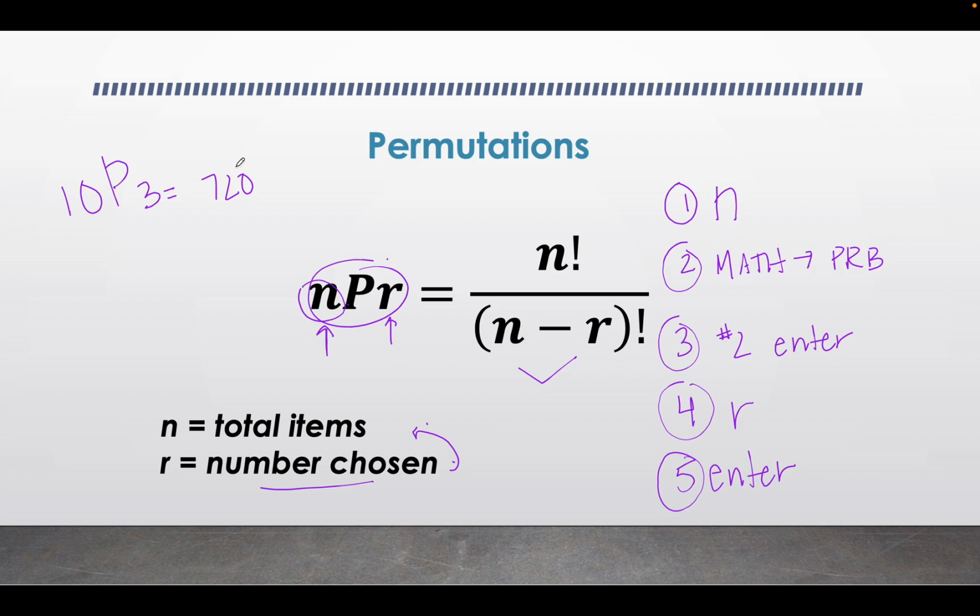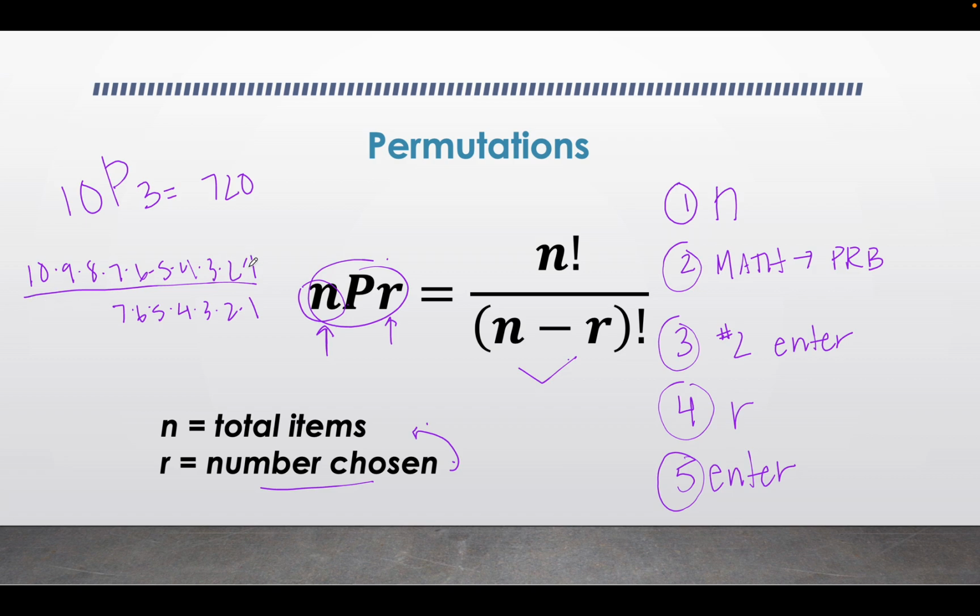Now that you know how to type that into your calculator, I'm going to show you how it works on the formula. So n factorial, that's 10 factorial. So that's 10 times 9 times 8 times 7 times 6 times 5 times 4 times 3 times 2 times 1. And then in the denominator, it's the difference of n minus r. So in this case, that would be 10 minus 3, which is 7. And then that factorial, 7 times 6 times 5 times 4 times 3 times 2 times 1.